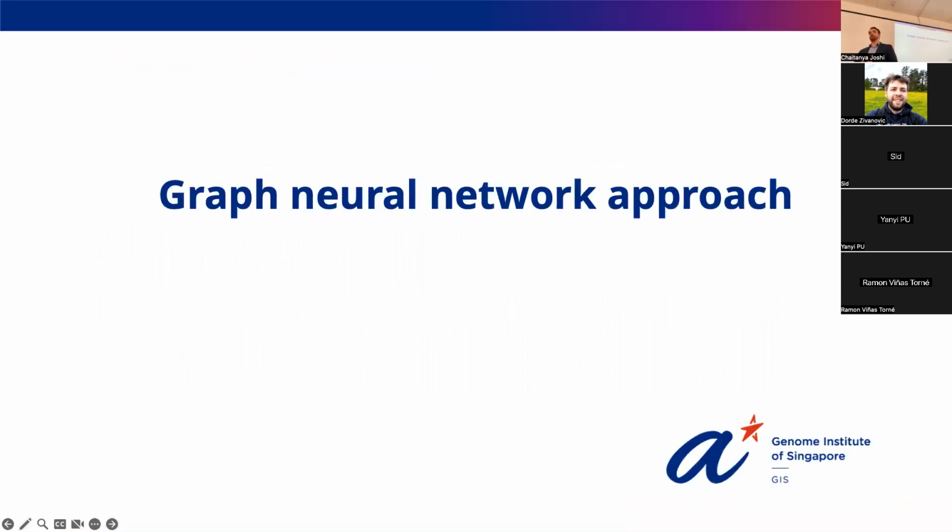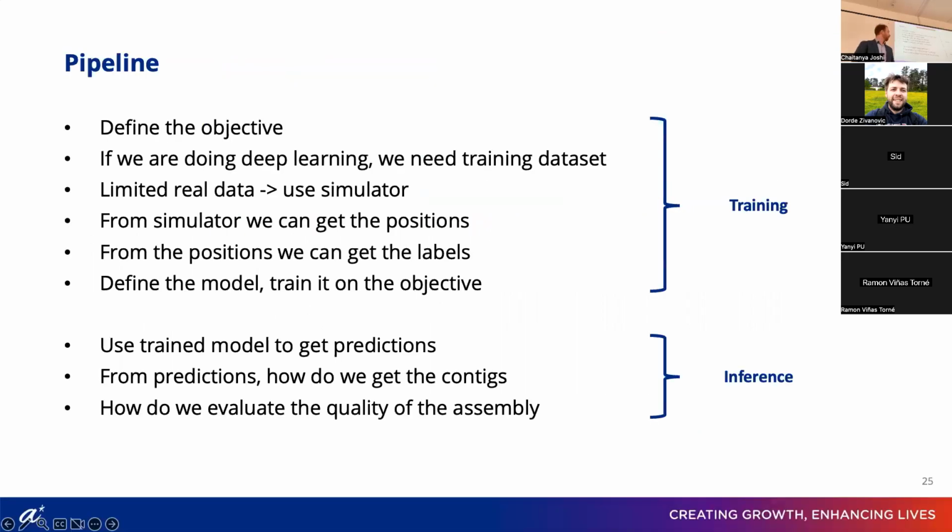And since we are dealing with graphs, I've been mostly talking about graphs now, it is fairly logical that we are going to talk about graph neural networks now. The pipeline here is to first define the objective. So far, it was very vague. I just said that we want a less fragmented genome and that we were going to use graph neural networks for this. But how exactly?